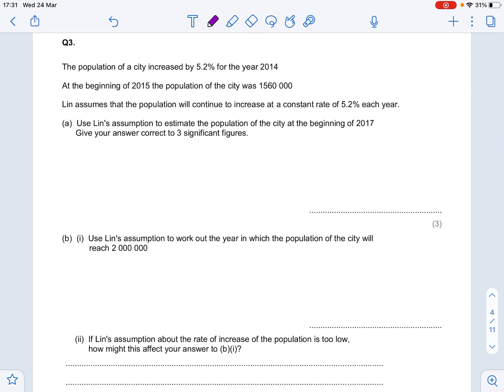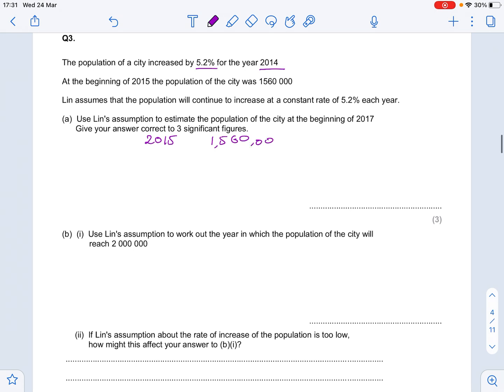Question 3. We have the population of a city increased by 5.2% for the year 2014. So at the beginning of 2015, the population is 1,560,000. Then we are asked to work out the population in 2017. So this is 2 years after.